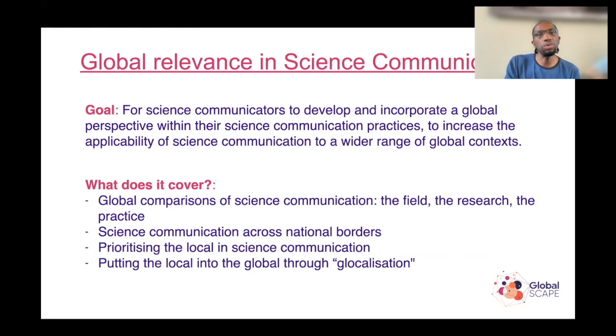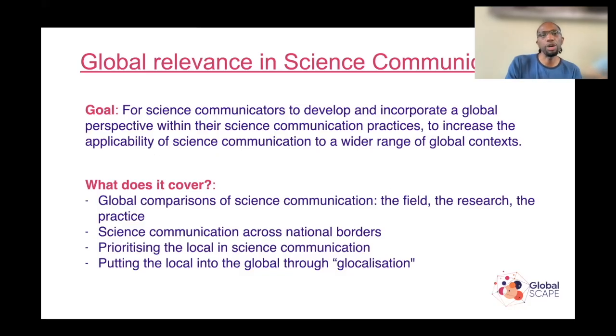So the major goal was for science communicators to develop and incorporate a global perspective in their science communication practices, to increase the applicability of science communication to a wider range of global contexts. Now, the important thing was to work out, what is a global perspective? What does it mean to have a global perspective? And these are things that we touched upon in the workshop.